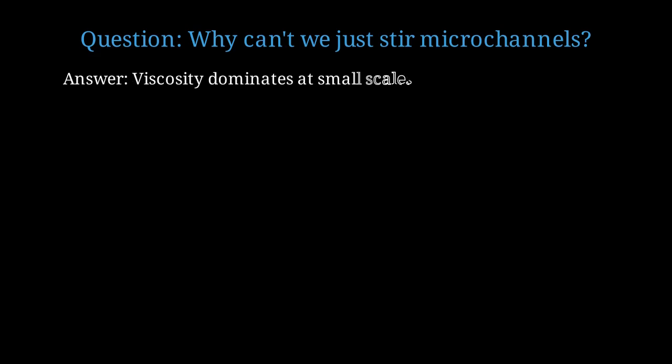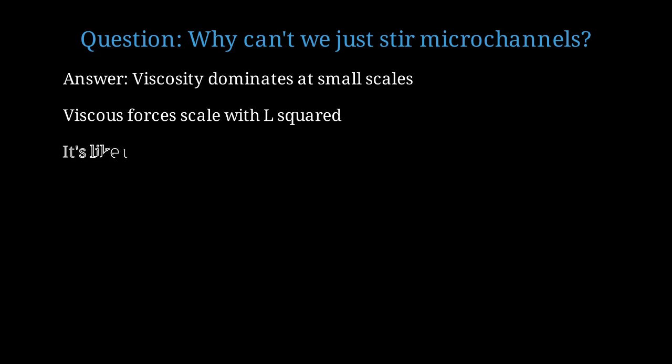You might ask, why can't we just stir the microchannel to create turbulence? The answer is that viscosity completely dominates at small scales. To create turbulence, inertial forces must overcome viscous forces. But at microscales, viscous forces are overwhelming. Viscous forces scale with L squared, while inertial forces scale with L cubed. As you shrink, viscous forces win. Think of it this way. Trying to create turbulence in a microchannel is like trying to stir honey with a toothpick. The viscosity completely damps out any turbulent motion.